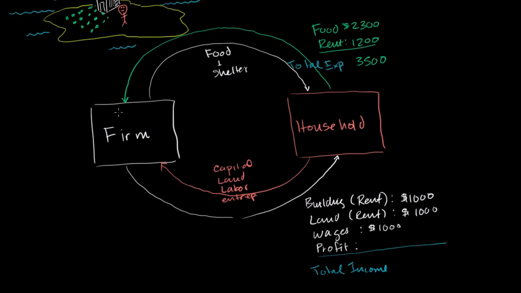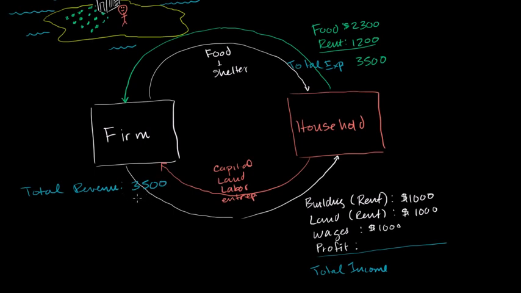What is the total revenue that they are getting? For the firm, the total revenue, well, the firm is getting $2,300 for the food, $1,200 for the rent, getting total revenue of $3,500 per year. Everything here is on an annual basis. I have a feeling I said that per month by accident a few times. Everything here is on an annual basis, getting $3,500 per year.